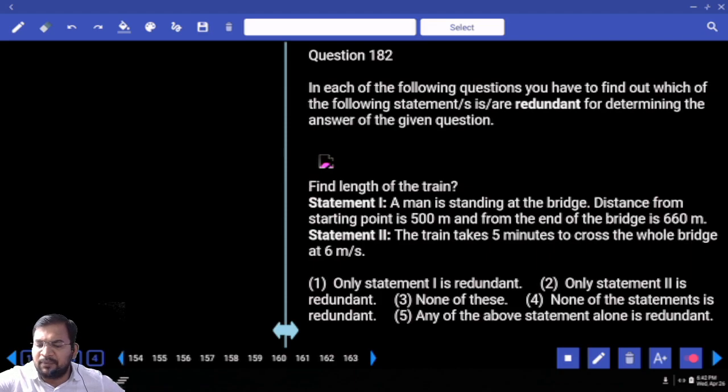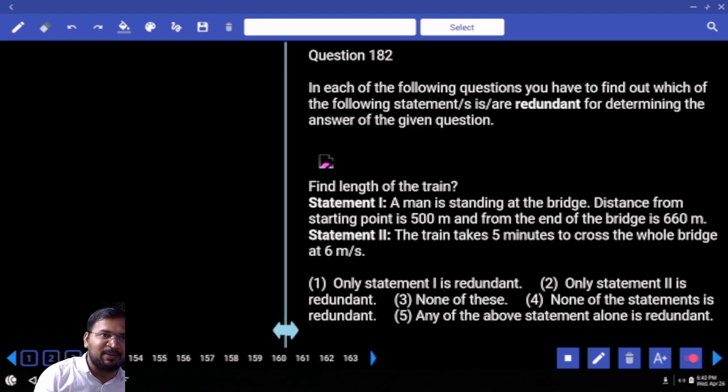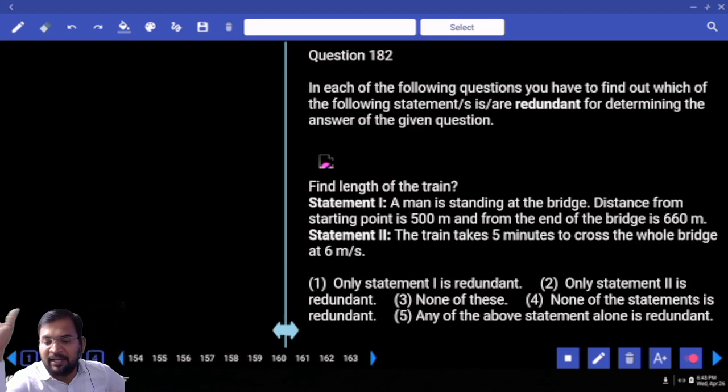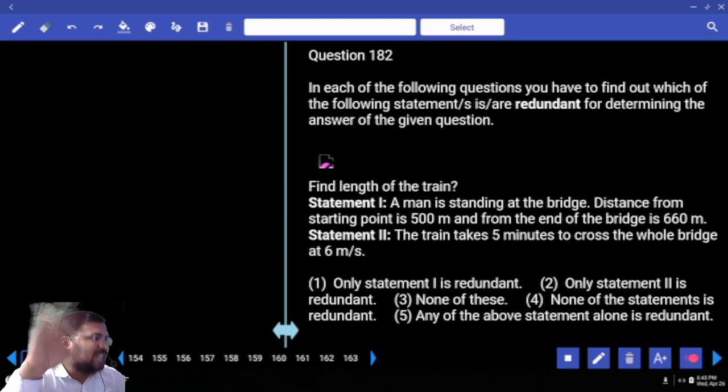By using statement 1 alone is sufficient. But here not sufficient, they gave redundant information, meaning it is not needed. By leaving the first statement, the answer is possible. By leaving the second statement, the answer is possible. Like that. All of it clear? Statement 1 is redundant means if you remove the first statement, the answer is possible. Second statement: if you remove the second statement, the answer is possible.